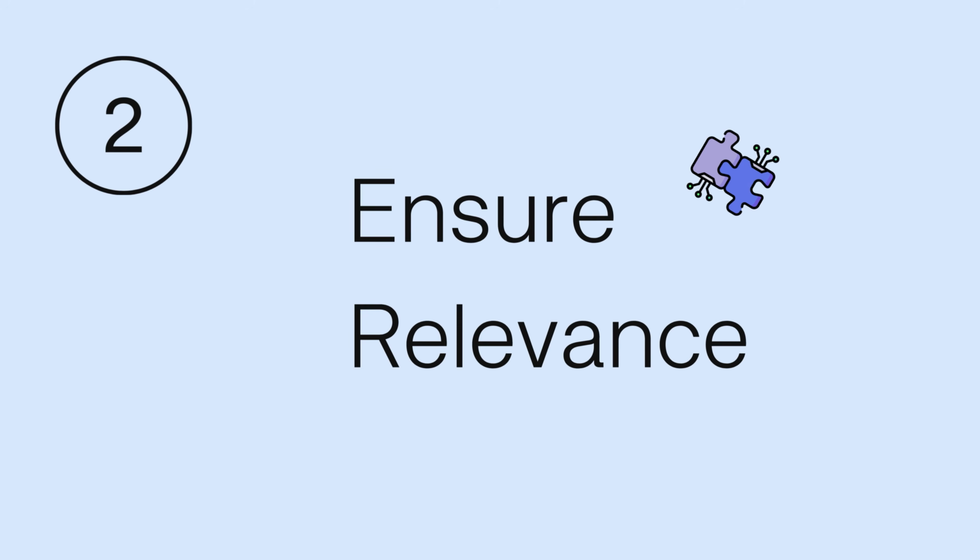Tip number 2, ensure relevance. The images you choose should be relevant to your content and purpose. They should support the message you are trying to convey. For example, if you are designing a website for an architectural studio, use images of buildings, blueprints, and architectural details. Relevant images make your content more engaging and meaningful to your audience.